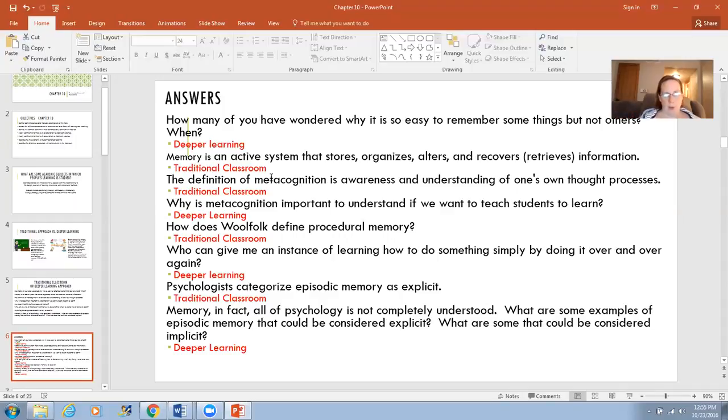That's traditional classroom approach. The fourth question, why is metacognition important to understand if we want to teach students to learn? That's deeper learning. That's probing students, getting them to think about the question that's being posed and the information that's being presented. How does Woolfolk define procedural memory? So again, there's a set definition, there's an expert, that person's definition is the one we want to remember. That's the traditional classroom approach. Who can give me an instance of learning how to do something simply by doing it over and over again? That would be deeper learning. Again, it's this idea of probing.